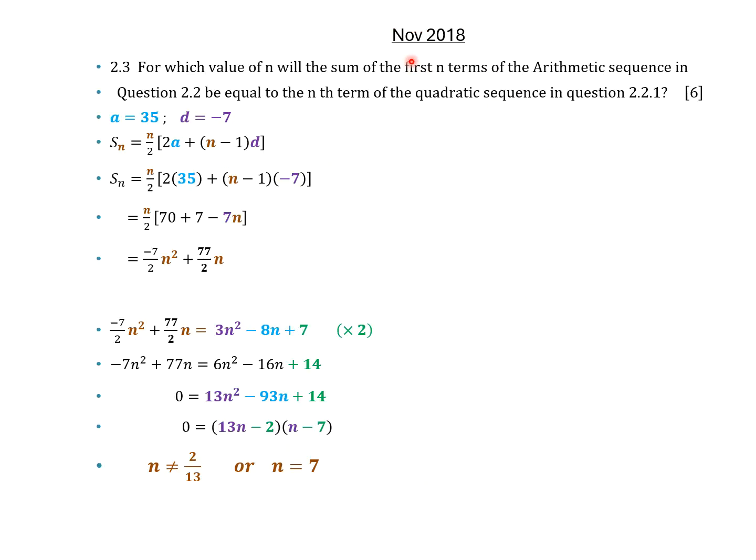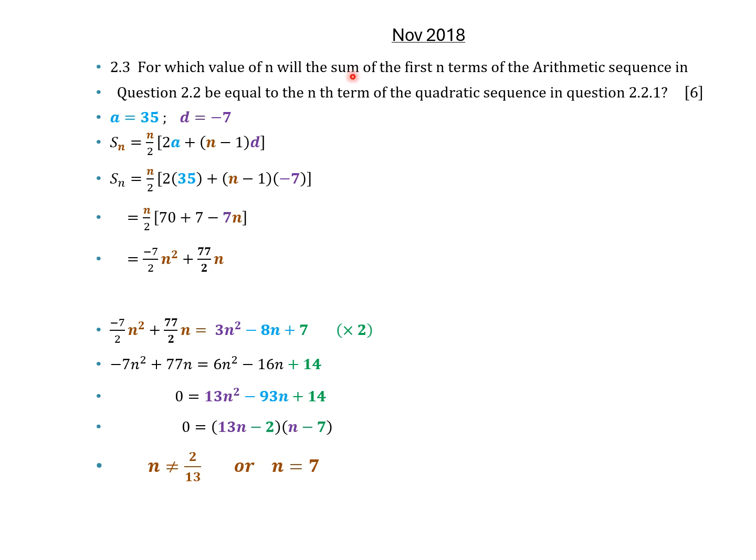And November 2018, for which values of n will the sum of the first n terms of the arithmetic sequence in question 2.2 be equal to the nth term of the quadratic sequence in question 2.2.1. Right, so for 2.2, we had a equals 35, d equals negative 7. For which values of n will the sum of the first n terms in question 2.2 be equal to the nth term of the quadratic pattern.